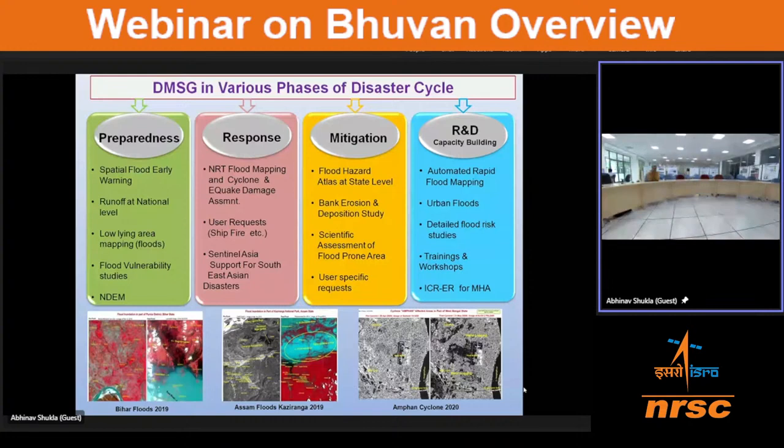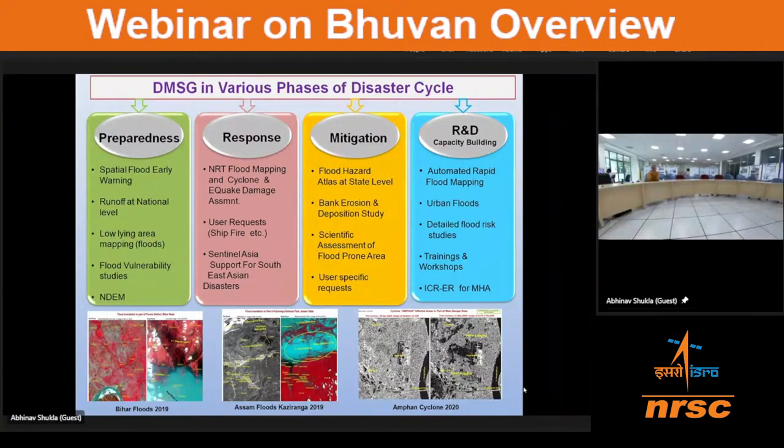As far as the mitigation goes, while there is no ongoing disaster, we also look into the repository that we have. We do various kind of assessments, scientific flood prone area assessment being one. And thereafter, the bank erosion and deposition studies are also being done. Flood hazard atlas for various states have already been prepared, and some are being prepared. For Odisha, Bihar, and Assam, it has already been released, while it is in process of being released for AP, West Bengal, and UP. Aggregate flood maps have been prepared for other states of the country.